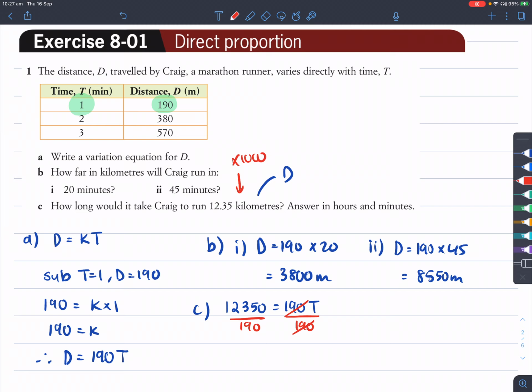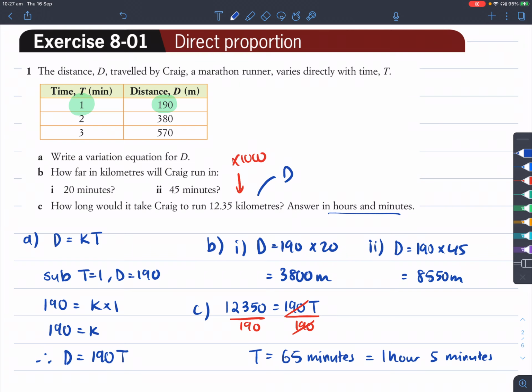So last time I was getting like 0.065 minutes, which doesn't make sense. You can't travel that much in such a short time. So the actual answer now is t equals 65 minutes, which does make more sense to travel that many kilometers. The question says to answer in hours and minutes, so this is the same thing as 1 hour and 5 minutes.